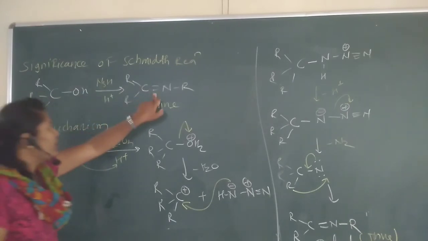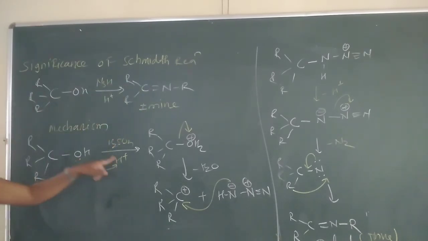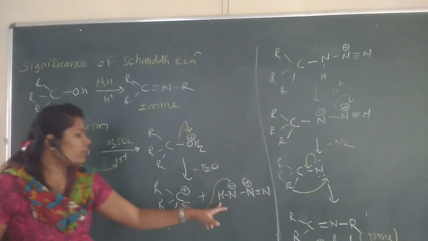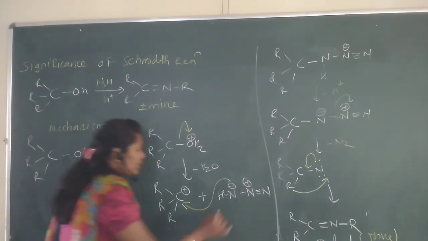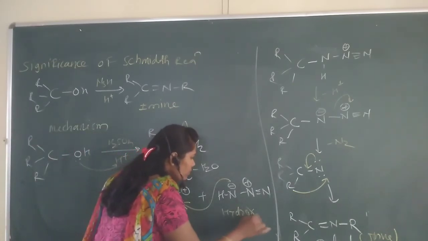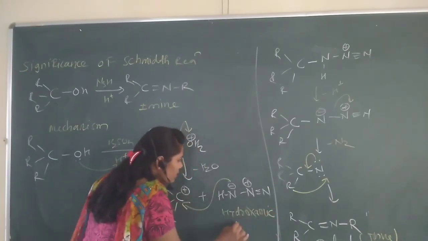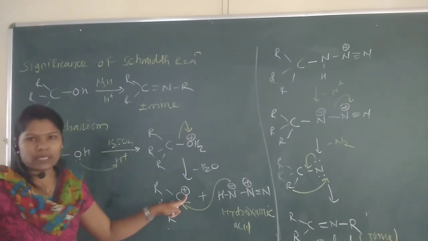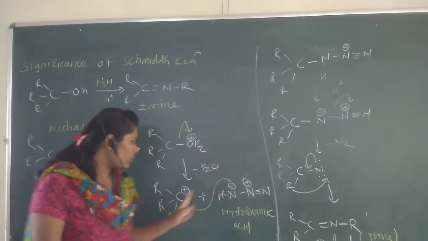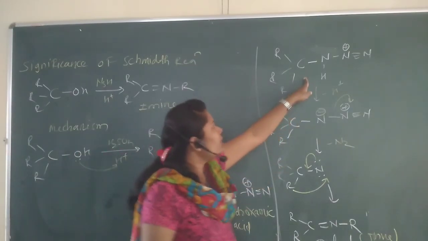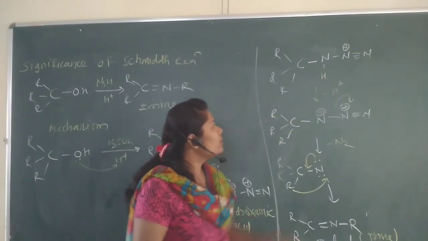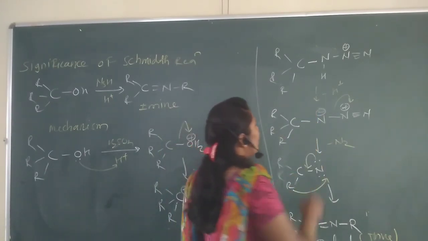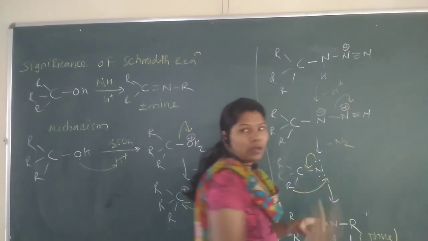The alcohol to the imine. What happened here? This alcohol, on acidification, there is a removal of the water molecule. Then after removing the water molecule, there will be attack of hydrazoic acid. After removal of the water molecule, this carbon becomes a carbocation. That's why the negatively charged nitrogen attacks this compound. There is a formation of this. After that, there is a removal of this H, and here this nitrogen becomes negatively charged. And that's why at this position, this N2 group gets removed.